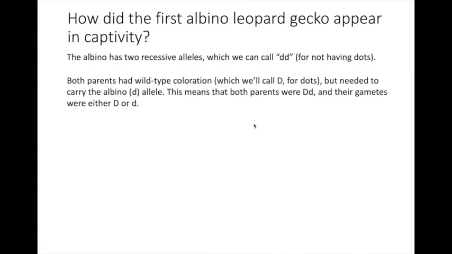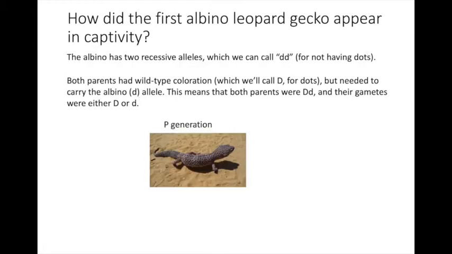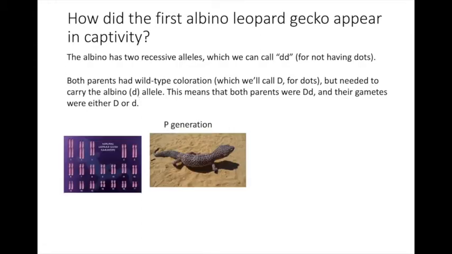So I'm calling the D having dots. They have the spots on them, and that's the dominant trait. That's why I have this as a capital D. And the recessive trait, small d, is not having dots because they can't make this pigment called melanin. In the P generation, the original generation, we have normal colored leopard geckos.